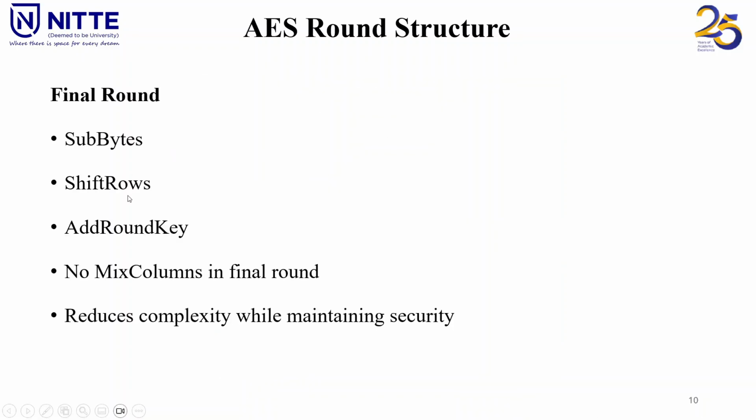So, final round: substitution, shift row and add round key. There will be no mix column in the final round, because it reduces the complexity while maintaining the security.